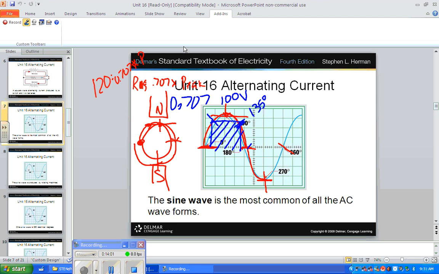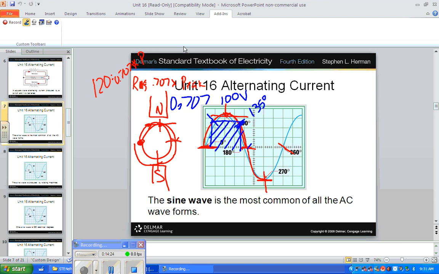And you read 120 on everything, because that is the RMS, the DC heating equivalent of that power. Okay? So if we know the peak or the RMS, we can find the voltage at any point along that line.